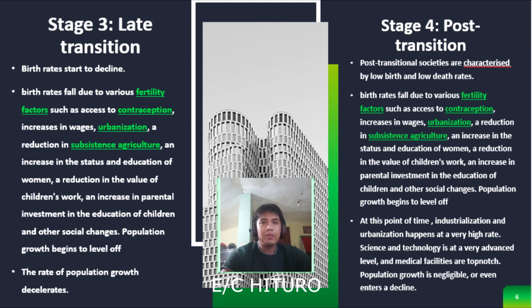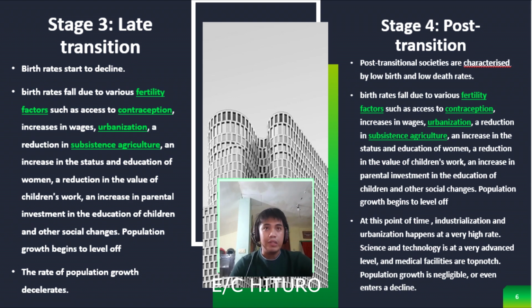The third stage is late transition. Birth rates start to decline in this stage. Birth rates fall due to various factors such as access to contraception, increased wages, urbanization, a reduction in subsistence agriculture, an increase in the status and education of women, a reduction in the value of children's work, an increase in parental investment in the education of children, and other social changes. In this stage, population growth begins to level off. The rate of population growth decelerates.